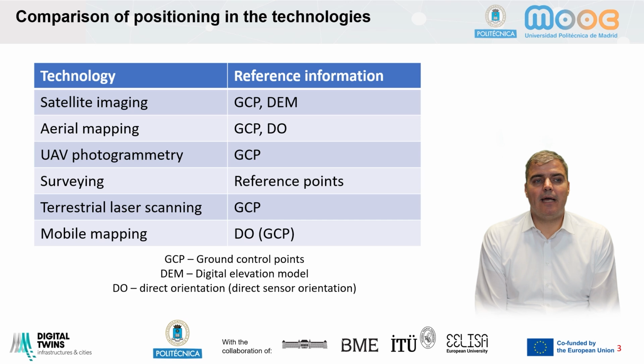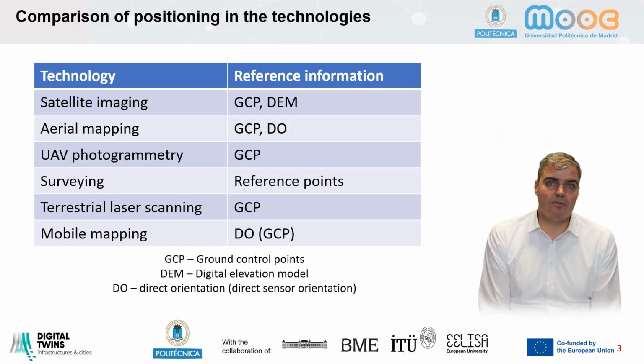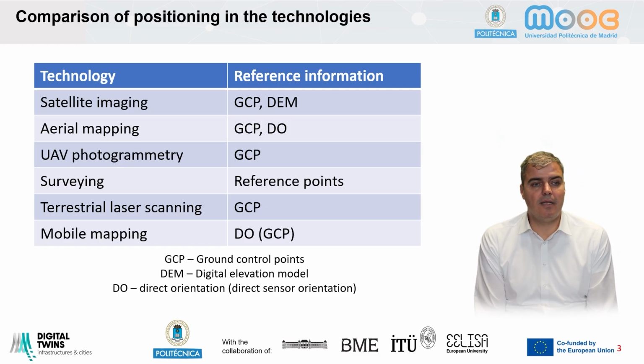If you want to compare the positioning technologies, as you can see on the left side, it can be satellite imaging, aerial mapping, UAV photogrammetry, surveying, terrestrial laser scanning, mobile mapping, as we discussed in the previous videos. The reference information comes from ground control points, digital elevation models, or direct orientation, and you can see the difference between them. So we can use ground control points, but we can use DEM in case of aerial mapping. Usually in case of surveying, you are using reference points, we are using GCP and terrestrial laser scans, and so on.